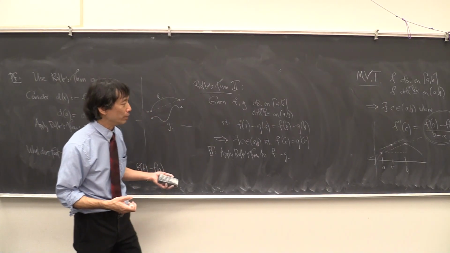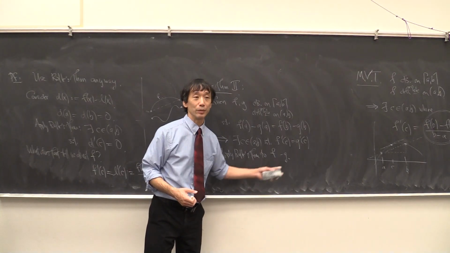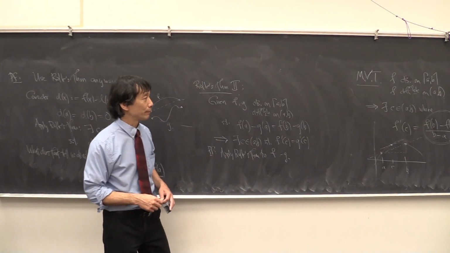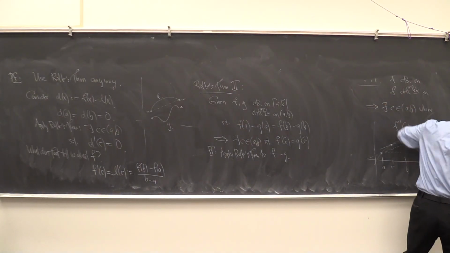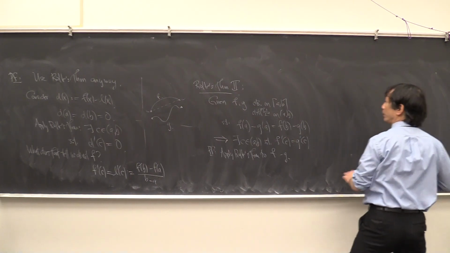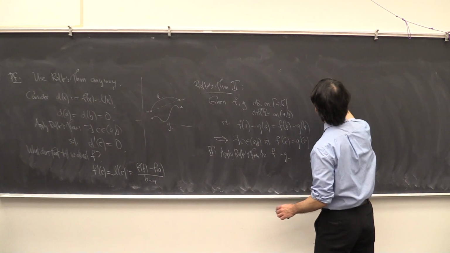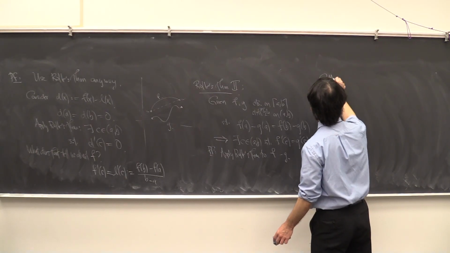There's going to be a point where the derivative of that is 0. In other words, where f prime equals g prime. Now we're going to go for this thing called the generalized mean value theorem.